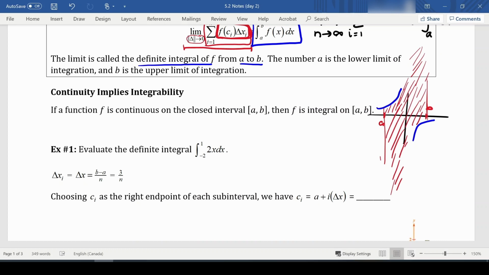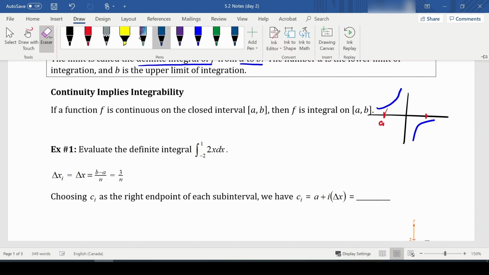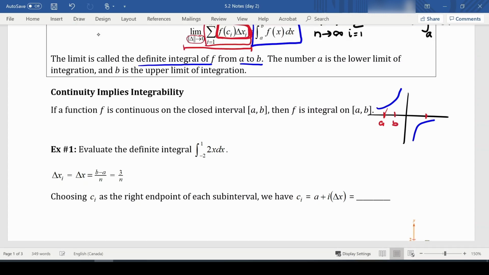That would be a discontinuous function. If we change our B to be closer so that this same function is now continuous, for example, if I put b here, that means I have an area under my curve that I can calculate.